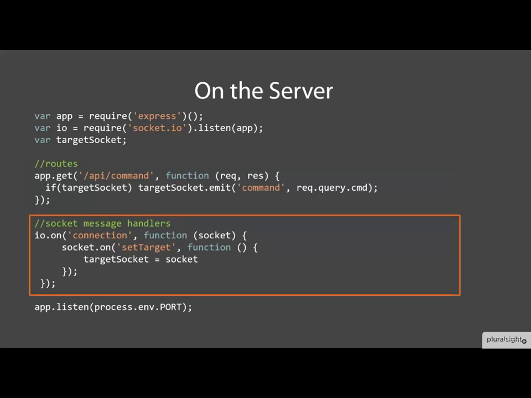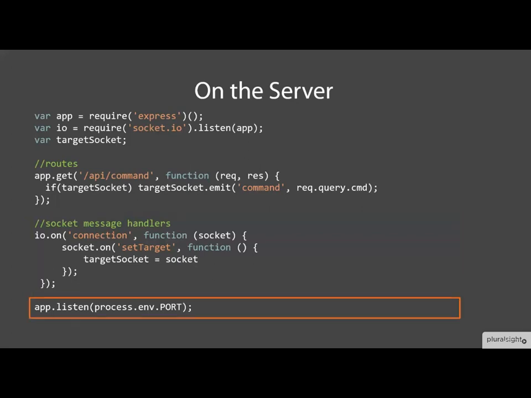Next, we determine what happens when a socket client connects. In this case, there's only one socket client, the monkey. When the monkey connects, we want to define the setTarget socket message that the monkey will be able to call on the server. When he does, we'll simply store that socket for, like we say in the last step, when the API command route is triggered. And finally, we tell the Express app to listen on the port that Node gave it. That's the server code. Now let's take a look at the device.